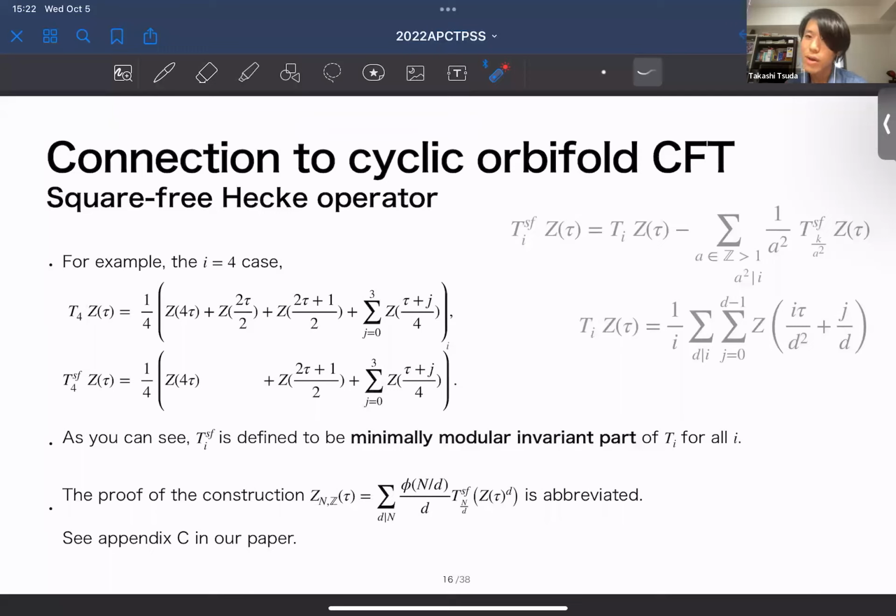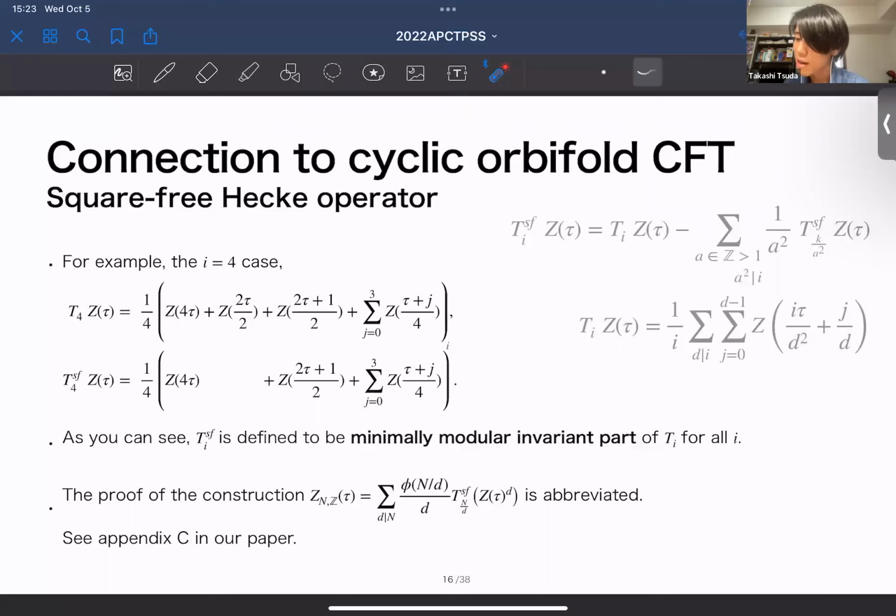This is also modular invariant. Yes, this square-free Hecke operator keeps modular invariance, both S and T, like S transformation and T. That's right.